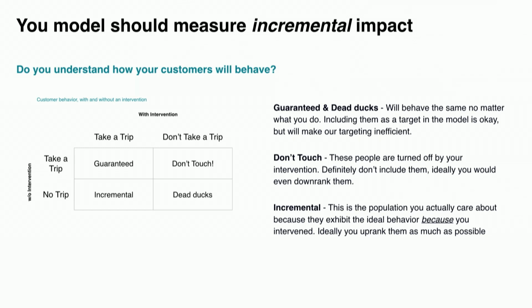Okay? So, the main thing to remember: take a trip, column-wise, row-wise, guaranteed. Don't take a trip, no trip. Column-wise, the second one, dead ducks, meaning you cannot do anything about that. Then the question is, what we want to optimize is the people who would not take a trip unless you intervene. Okay? That's the incremental. That means that they would not take a trip without you doing something about it, or without you offering certain things. This is what your modeling strategy should be, super important.